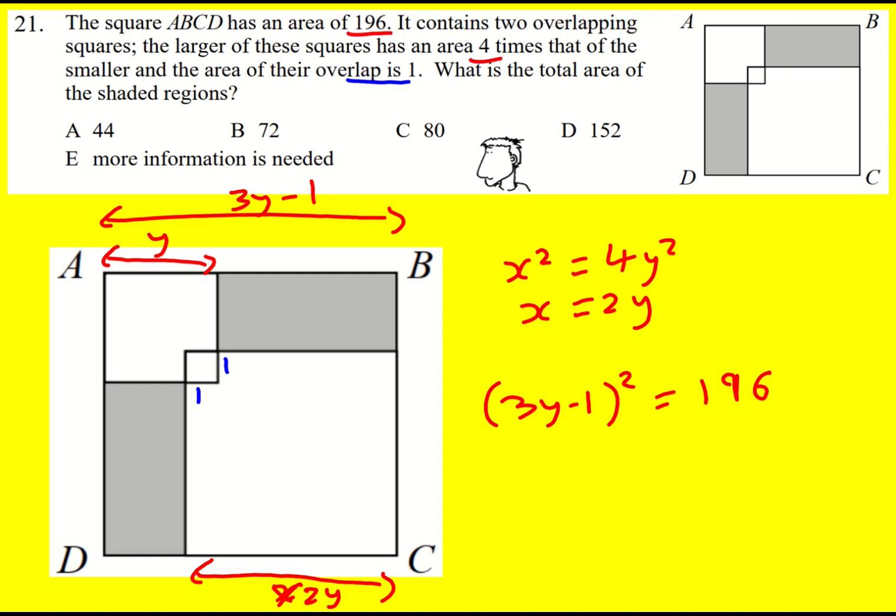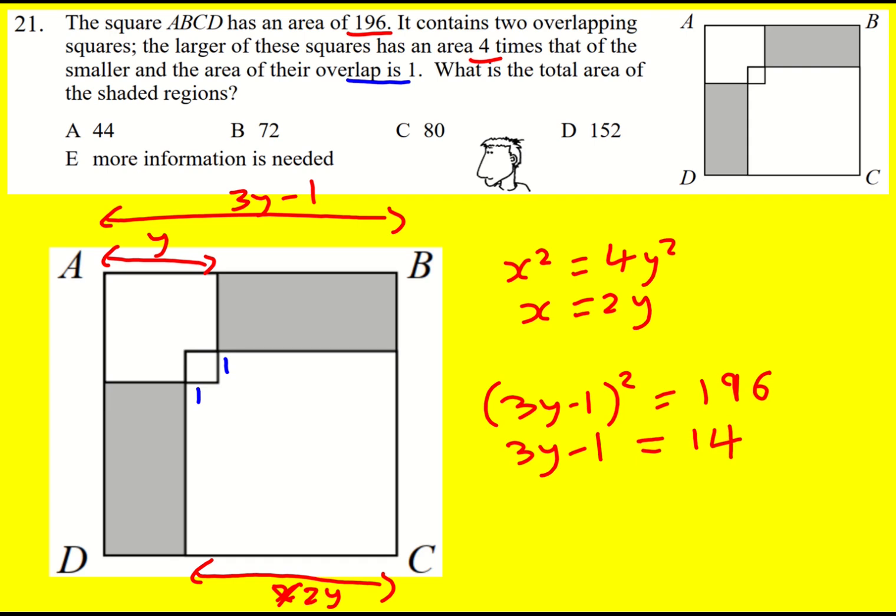Brilliant. I could expand the bracket there. There's absolutely no need to do that. And this is something to be aware of. If you've got a square of something equal to something else, you can just square root the whole thing. So 3y minus 1 is going to be the square root of 196. This, in fact, turns out to be 14. You've got to expect it to be a whole number.